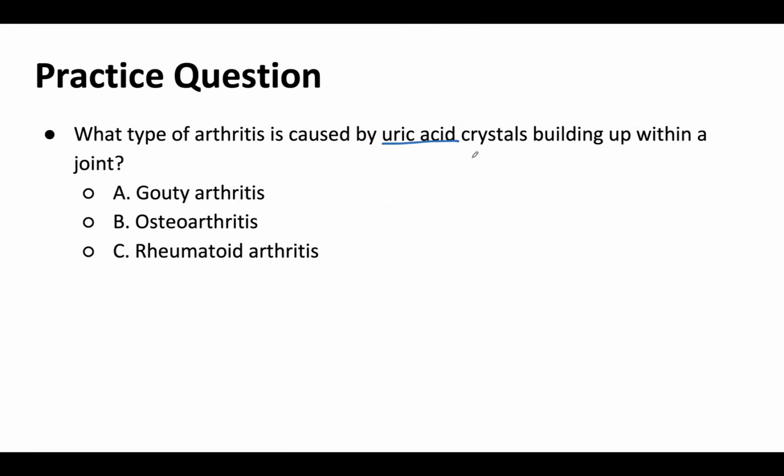So one of these types of arthritis is a type of crystal arthritis. And you have crystal right here in its name. And so we know that gouty arthritis is a type of crystal arthritis. So it makes sense that crystals could build up within the joint there. So that makes A, gouty arthritis, correct. Osteoarthritis is mainly the breakdown of articular cartilage, so a degenerative type of arthritis, while rheumatoid arthritis is an autoimmune disorder, often affecting the synovial membrane. So let's go with A, gouty arthritis, being the correct answer.